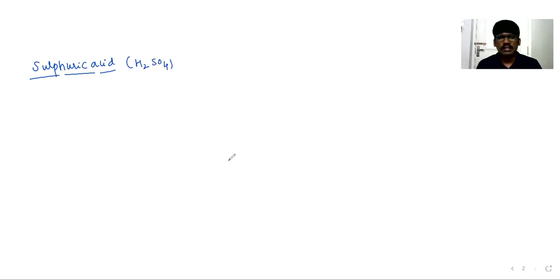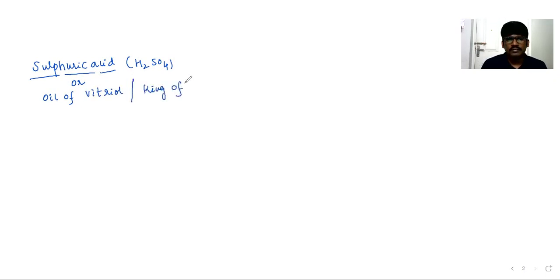Next, we are going to talk about sulfuric acid. Sulfuric acid formula H2SO4, right? Which is also called oil of vitriol, or king of chemicals.